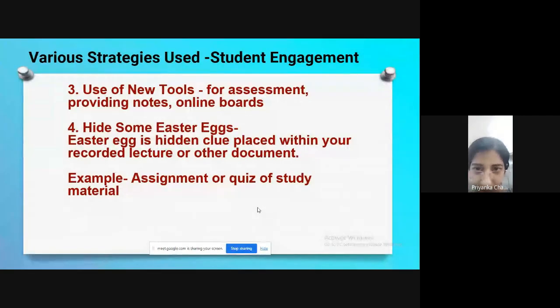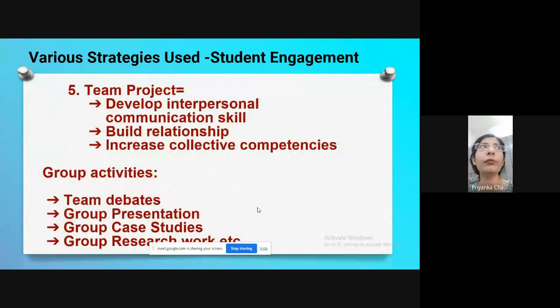So I think this was the last slide. And if you have any query, then you may please ask. Oh, sorry. So again, you can go for various strategies, which is called team project.